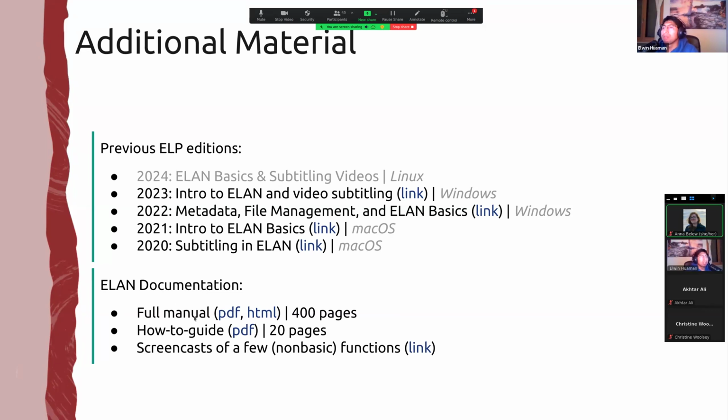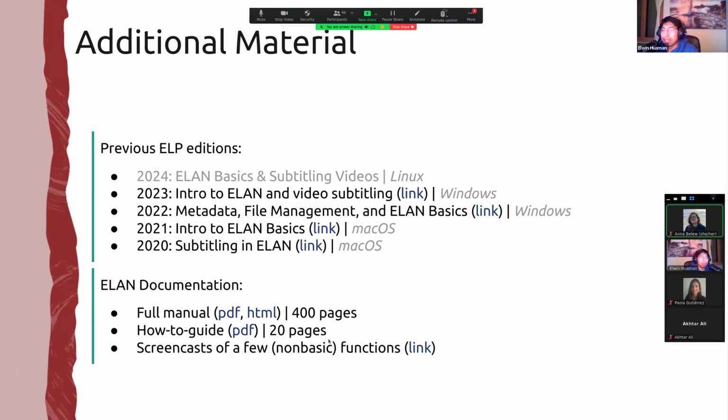Then you can also check out the ELAN documentation. It's a really full and very detailed manual of the ELAN software. It's around 400 pages, really rich, and you can find it in PDF or HTML. Then you have a lighter version of it, a how-to guide PDF, 20 pages, easy to grab and just read easily and fast.